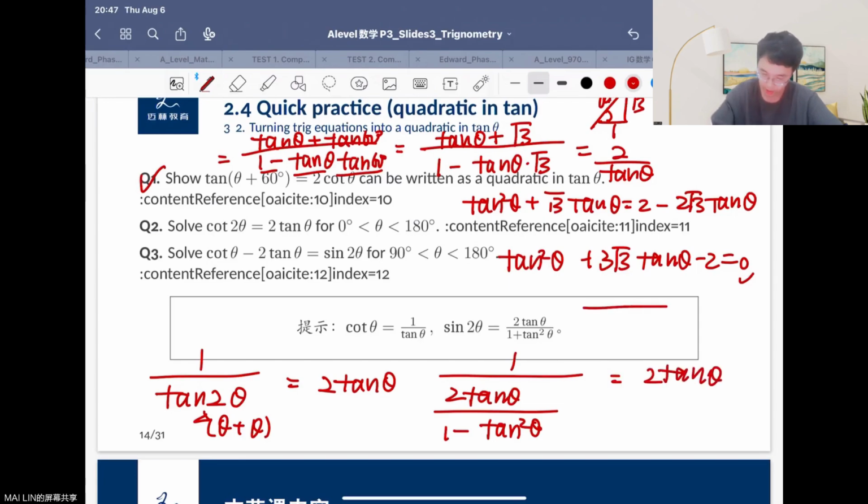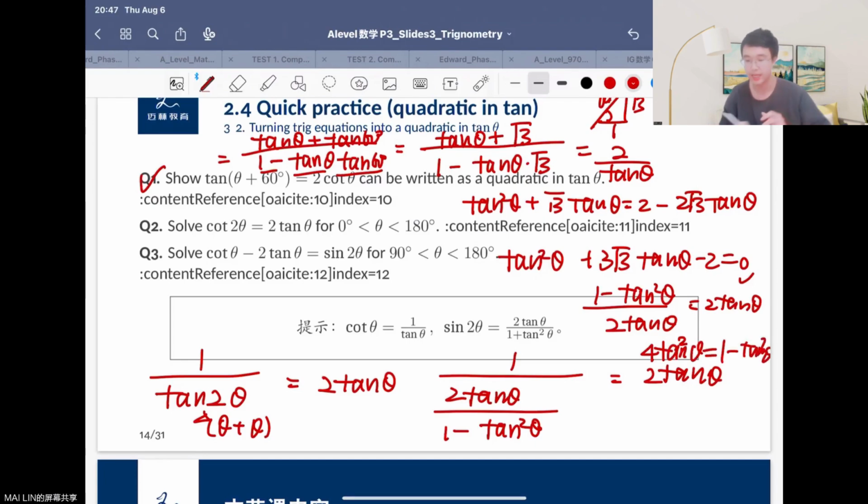So 1 minus tan theta squared over 2 tan theta equals 2 tan theta. Then it can be considered as 4 tan theta squared equals 1 minus tan theta squared, okay? So tan theta squared equals 1 over 5. Then you can calculate it on your calculator. Tan theta can be 1 over square root 5 or negative 1 over square root 5, and then draw the graph and find the exact points or intercepts, okay? That is for question 2.